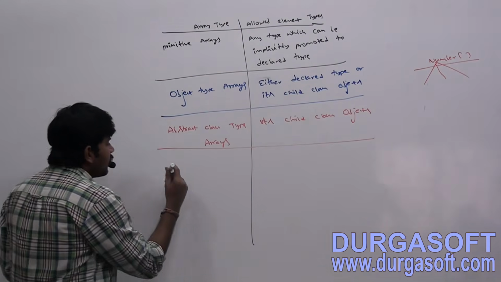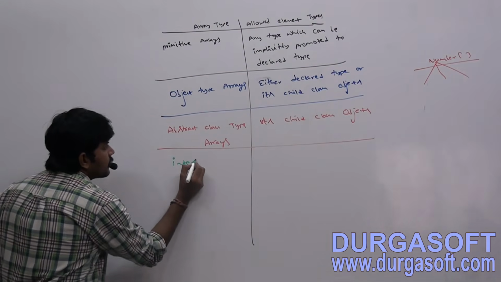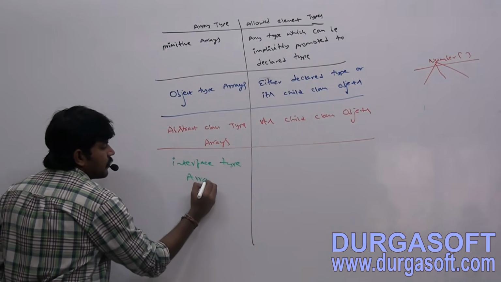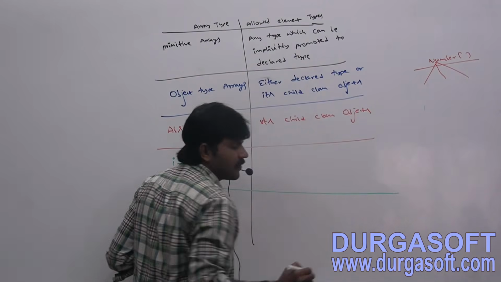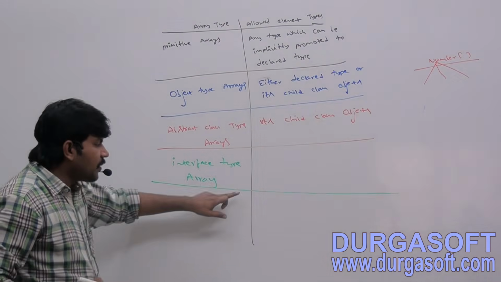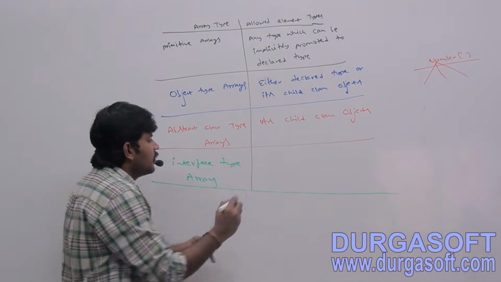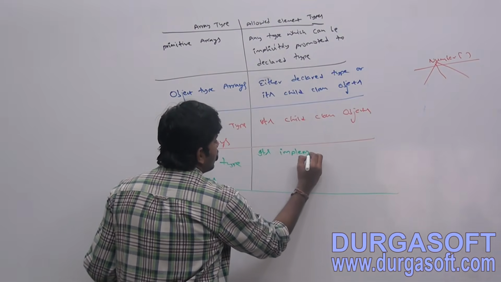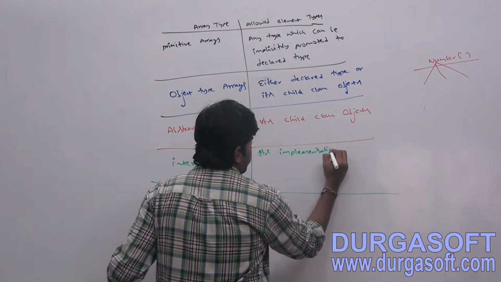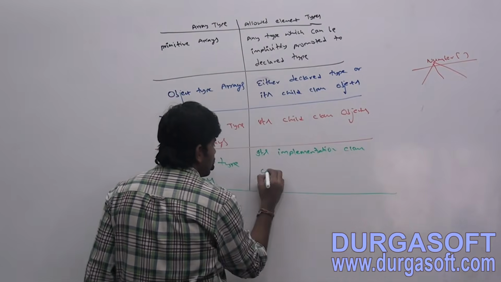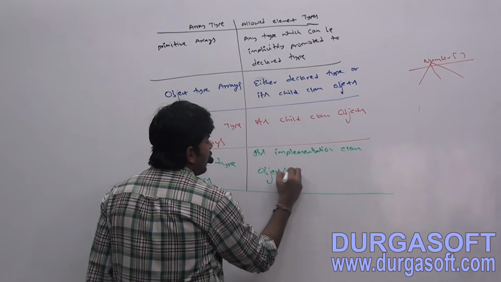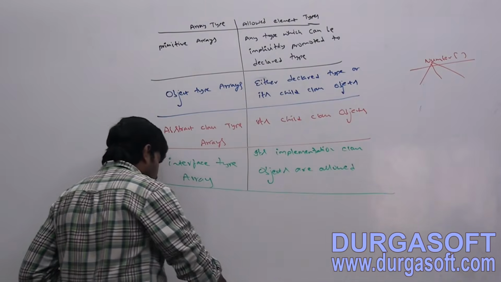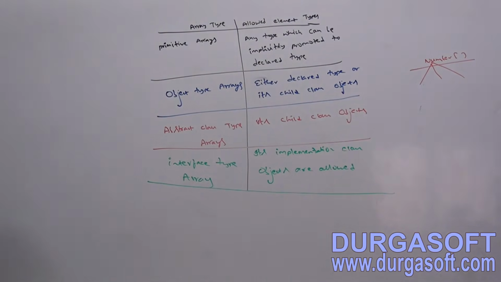Next, last case we covered: interface type arrays. If it is an interface type array, which type of elements are allowed? Its implementation class objects are allowed. Okay, take this clearly.